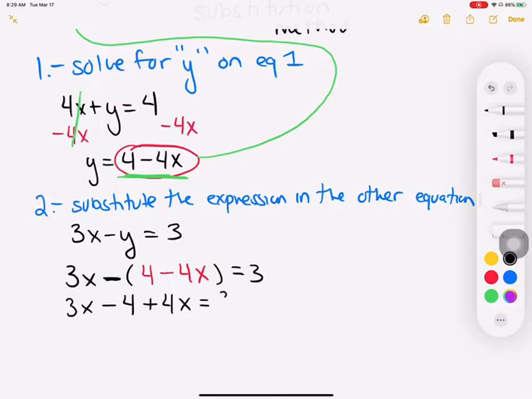Okay. The next thing that I'm going to do is going to be combine like terms. So whatever terms have an x or whatever terms don't have an x on the same side of the equation, they have to be combined. So I'm going to combine 3x plus 4x, and 3x plus 4x is going to be 7x. Everything else remains the same.